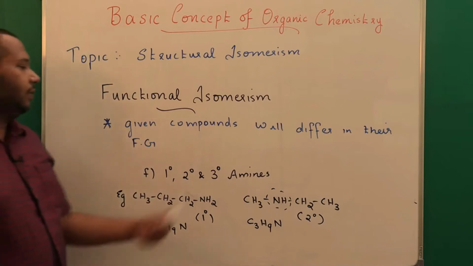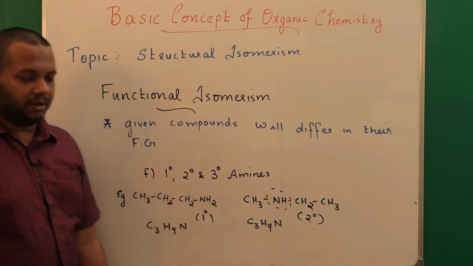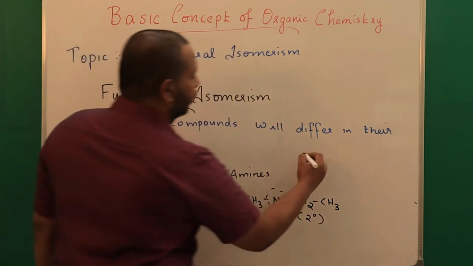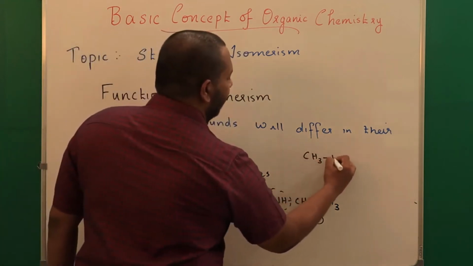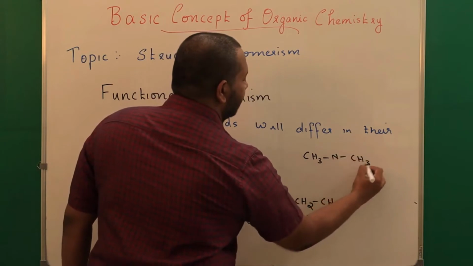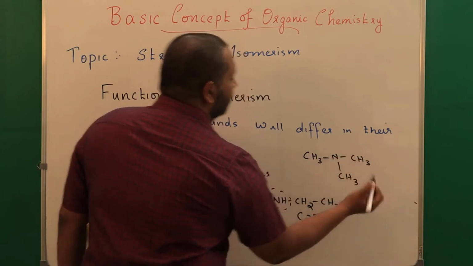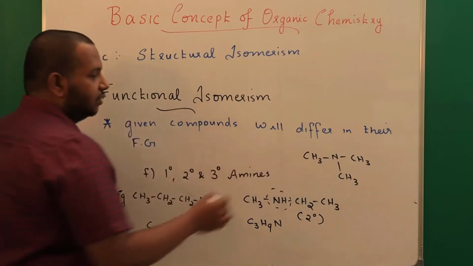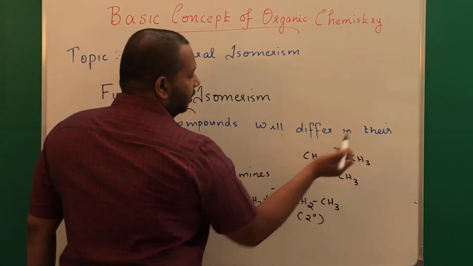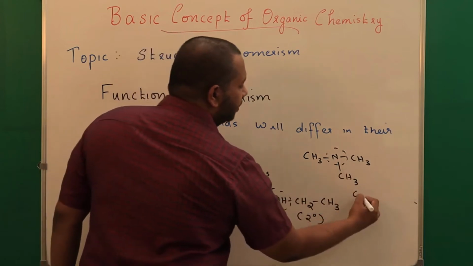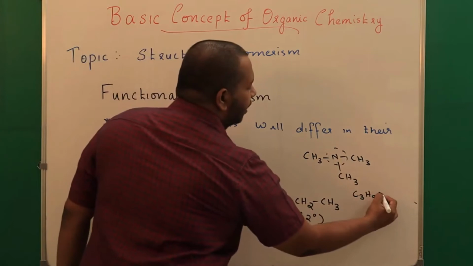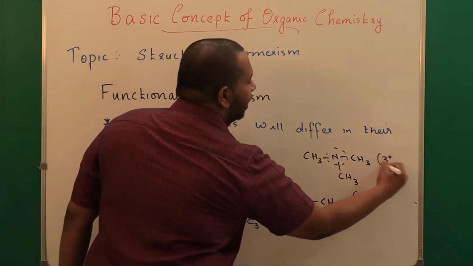Clear? Now we will try to draw 3 degree amines also. How can we draw that? Okay, there is little space, I will draw here. CH3, N, CH3, here CH3. Now if you see here, if only nitrogen is present, it indicates a 3 degree amine. Now carbon atoms again, C3H9, correct, and 1 N. So this is a 3 degree amine.